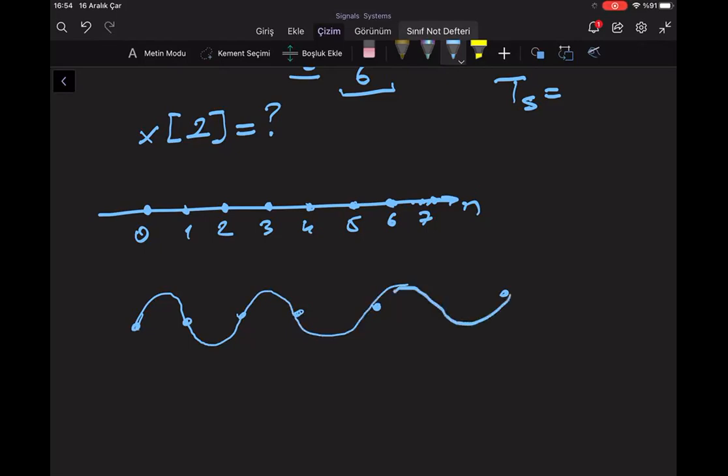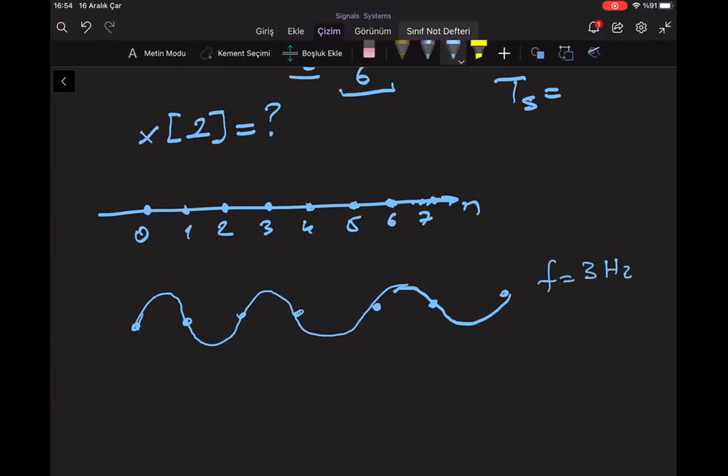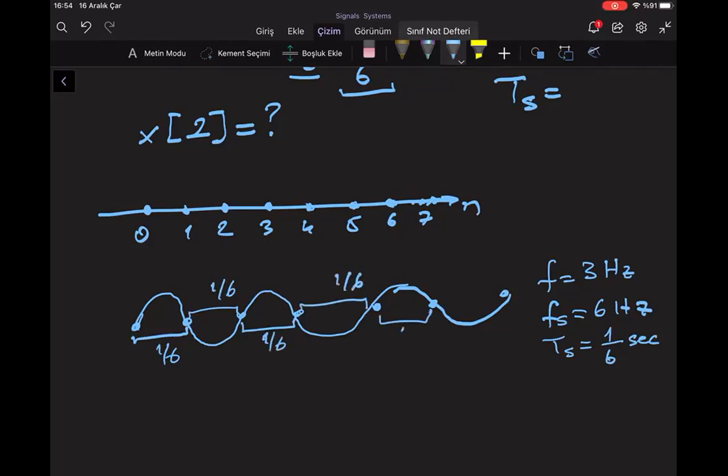Okay, this is my sinusoidal signal, whose frequency is 3 Hertz. And if I perform sampling with 6 Hertz, I only get zeros. What was TS for this? 1/6 seconds. What does it mean? There is 1/6 here, 1/6 here, 1/6 here, 1/6, 1/6, and 1/6. These are all seconds, okay?